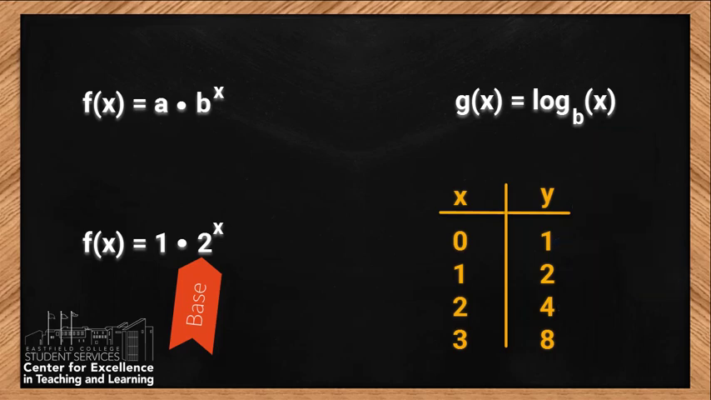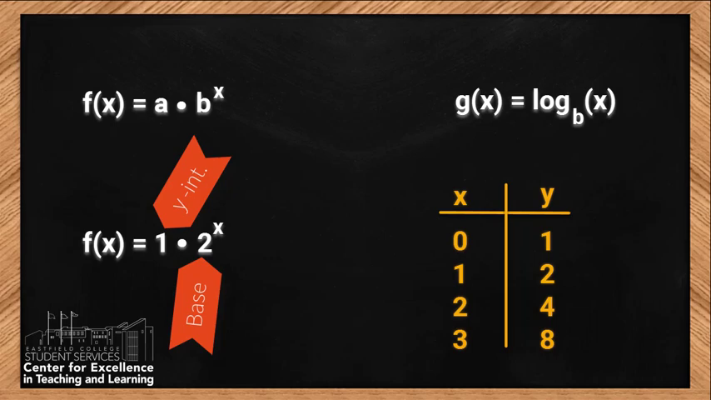Another important part of the exponential function is that your first value out front, the a value, is going to be your y-intercept value. Notice in this case that's 1, where when you plug in 0 for x, you get 1 as your output. And so that would be your y-intercept.